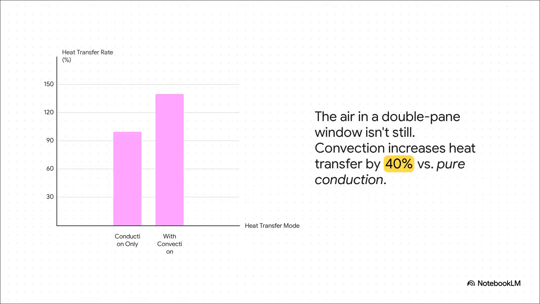A double pane window. We buy them because we think that trapped layer of air is a great insulator. And it is. But it's not a perfect insulator because that air isn't really still. Tiny little convection currents start swirling inside that gap. Warm air rises on the warm side, cool air falls on the cool side. And as you can see here, those little currents actually increase the total heat transfer through the window by a whopping 40% compared to if the air was magically held perfectly still.